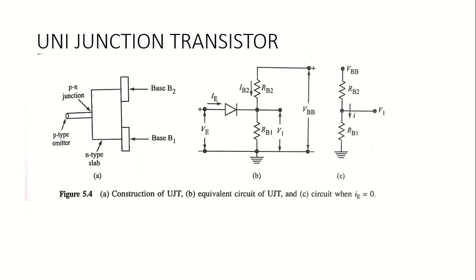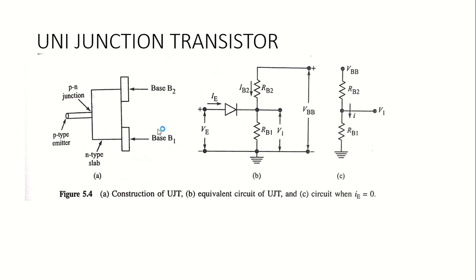This is how the construction of a UJT is shown here. Compared to a BJT, which has two PN junctions, this UJT has a single PN junction. It is made up of a P-type material alloyed with an N-type slab, and it has two bases, base 1 and base 2. These two bases are ohmic contacts. The PN junction is formed between the P-type emitter and the N-type silicon slab.